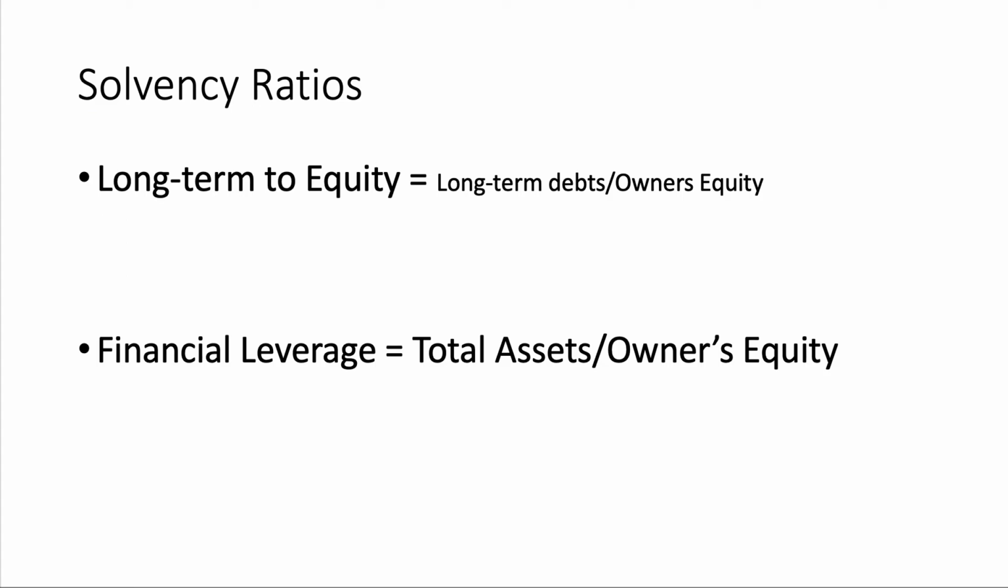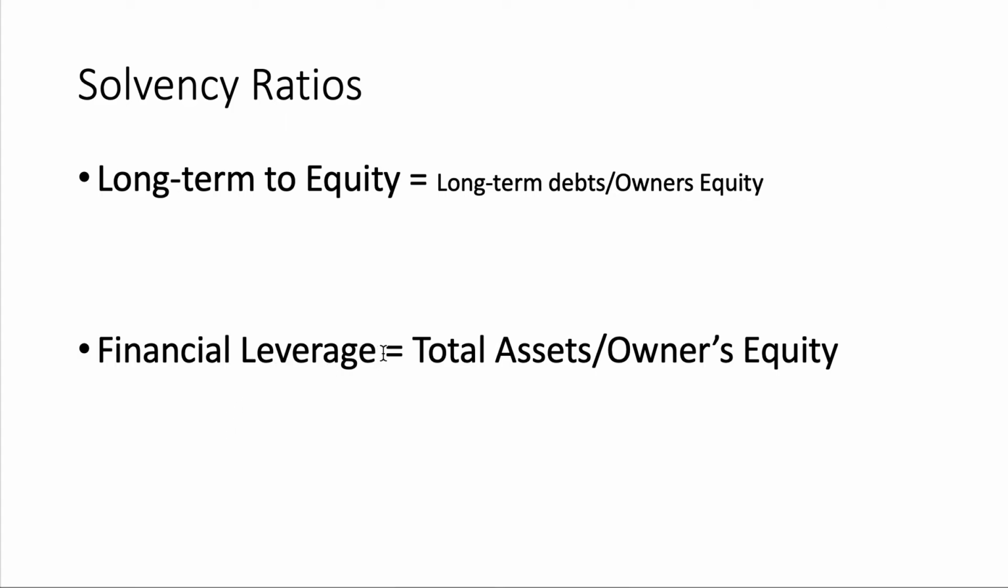Moving on to solvency ratios. What are the solvency ratios? Solvency ratios indicate the company's ability to pay off their long-term debts or liabilities. So we have two here: long-term debt to equity, which is long-term debts divided by owner's equity, and financial leverage, which is total assets divided by owner's equity.